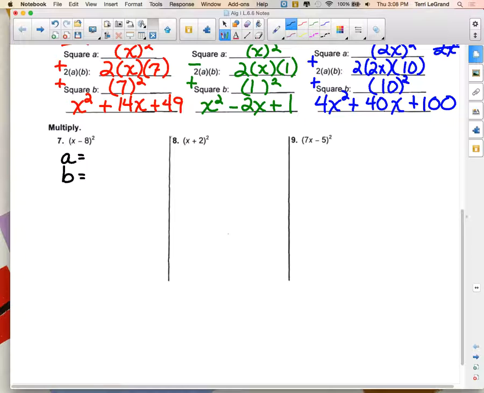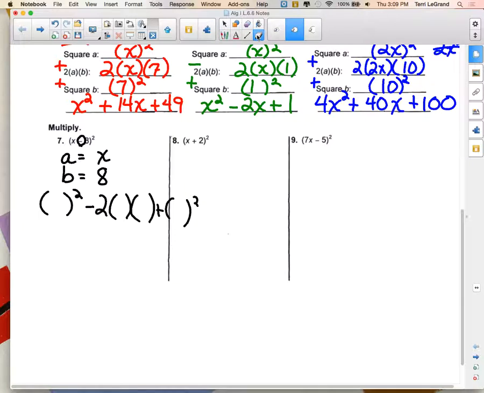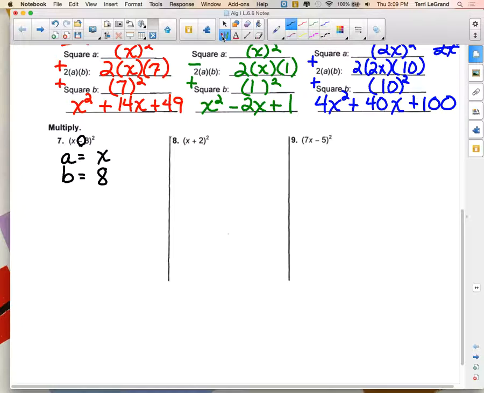So what's our A value first of all? X. What's our B value? 8. You're going to show me this much in your homework. You're going to show me what you identified A and B as. Because then you're going to square that A. Because it's subtraction up here, there's going to be subtraction here in front of our 2. And then we're going to add our B value squared. So you go ahead and substitute into that because you already know how to do that.